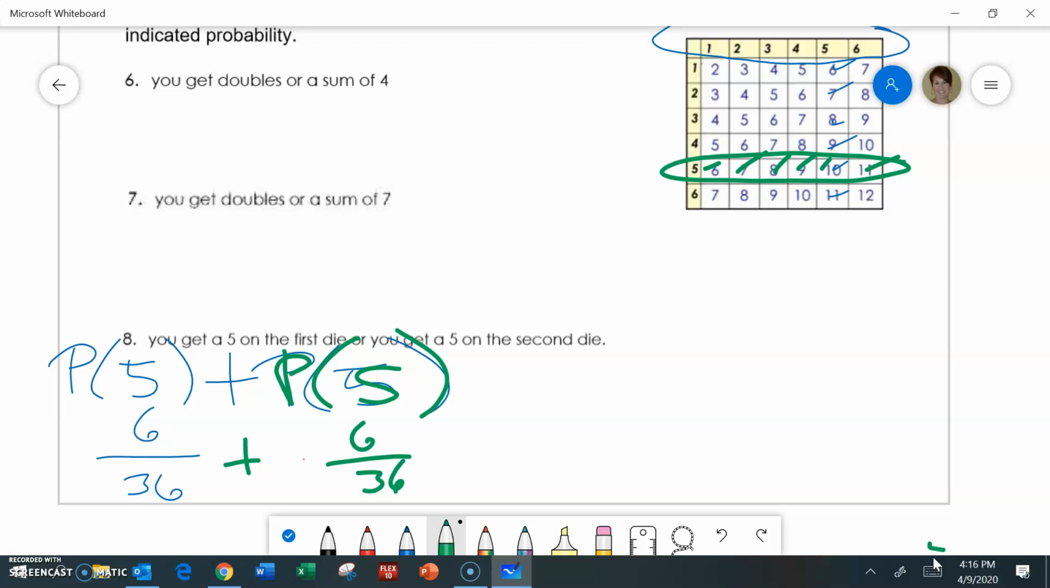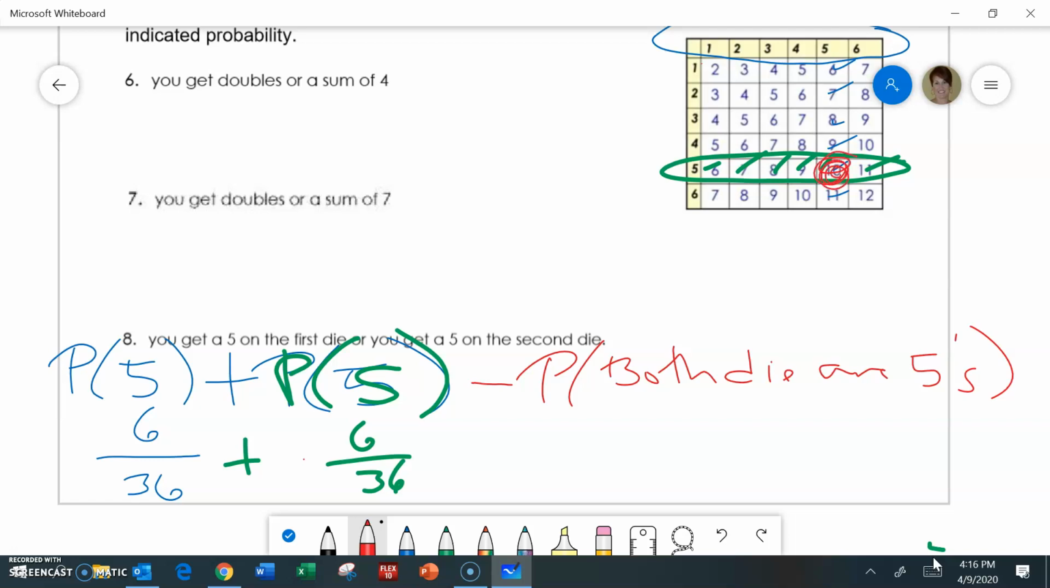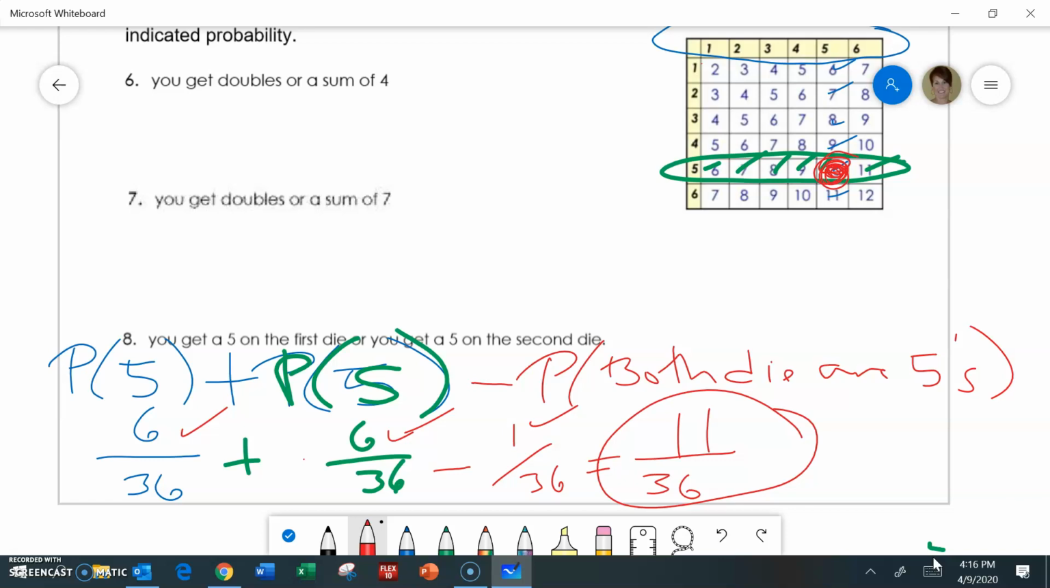But you'll notice as you see this chart, we have overlap. So we want to subtract away the probability that both dice are 5s. And that happened this one time right there where I'm showing you that overlap. That would be minus 1 out of 36. So if you add your numerators, which is the top of your fractions, 6 plus 6 is 12, minus 1 is 11. And that does not reduce, so that is your final answer.